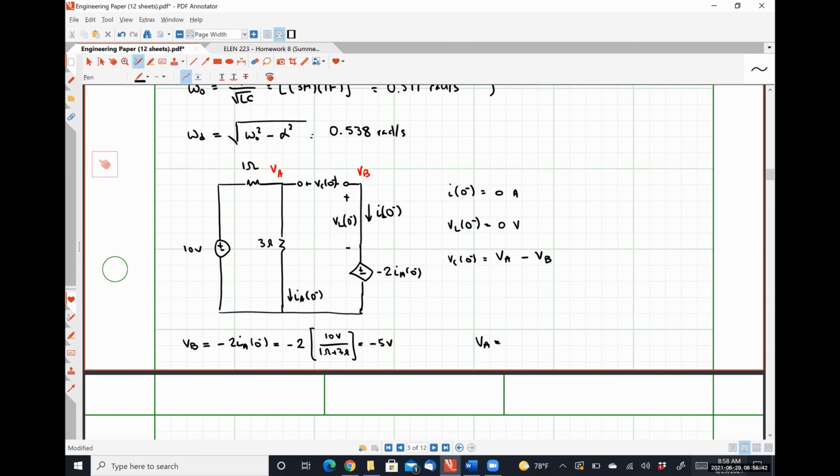Voltage division, okay, that's fair. So 10 volts times 3 ohms over 1 ohm plus 3 ohms is 7.5 volts. I'm on board with that. So what is VA minus VB then? 12 and a half.